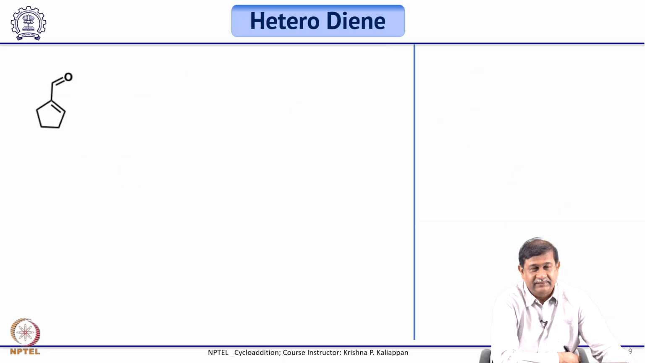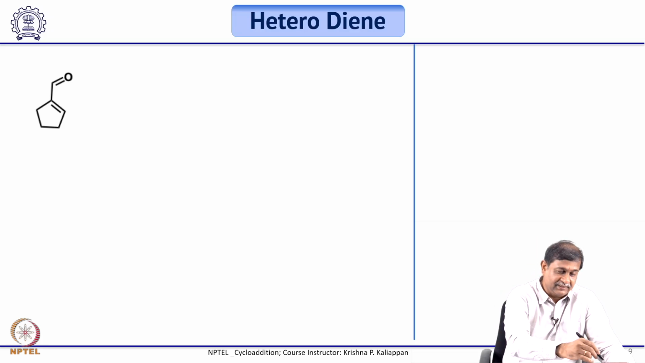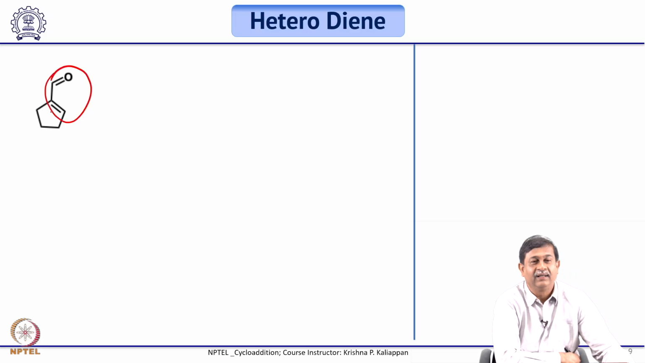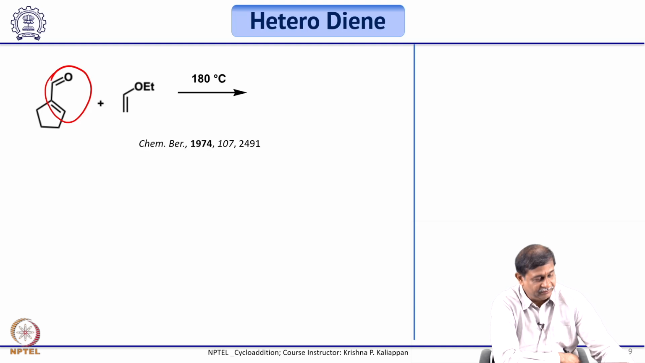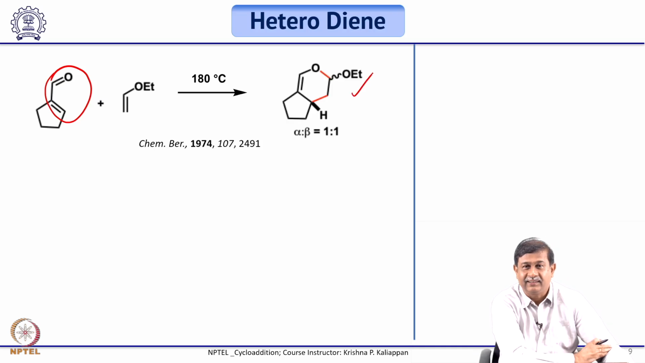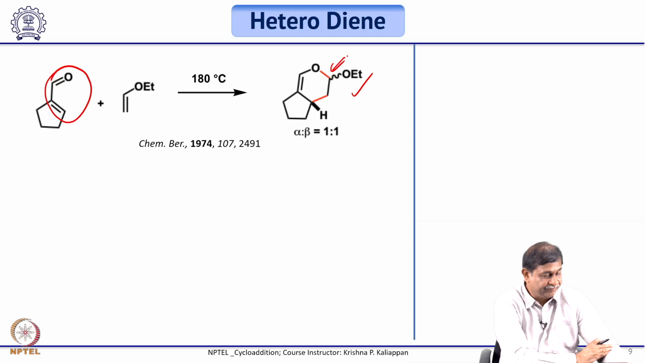Well, one can extend to cyclic compound. So here in this case this is acrolein, but you have one cyclopentene ring. Okay, the double bond is part of a cyclopentene ring. So this can undergo a 4+2 cycloaddition and can give this bicyclic compound. This anomer, you can see alpha and beta in 1:1 ratio, there is no selectivity.